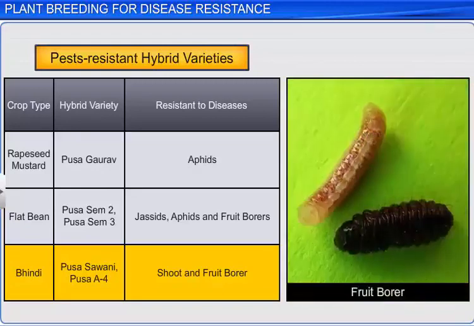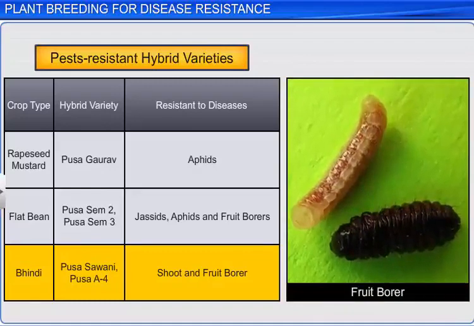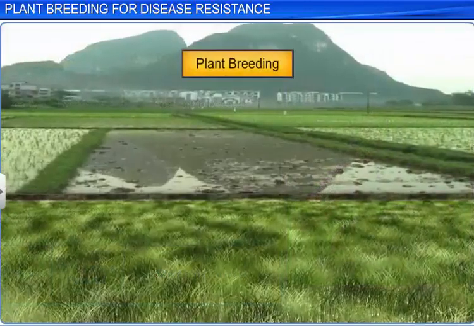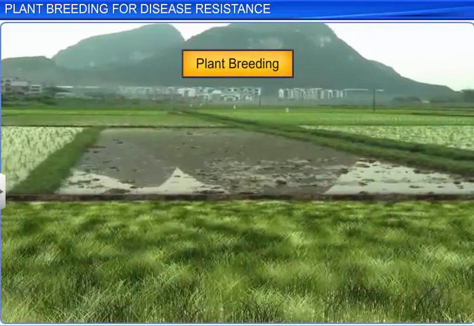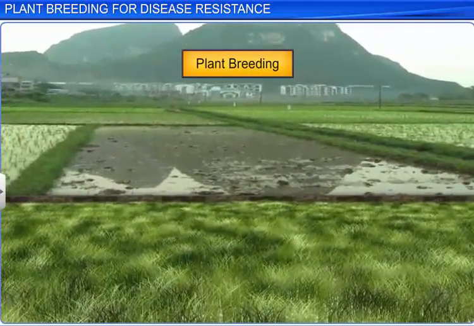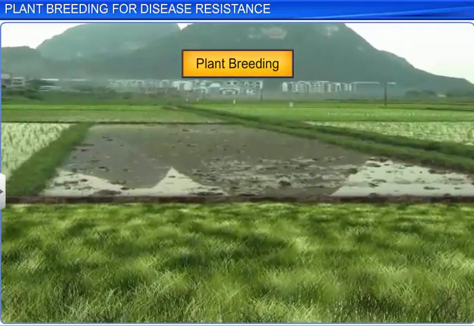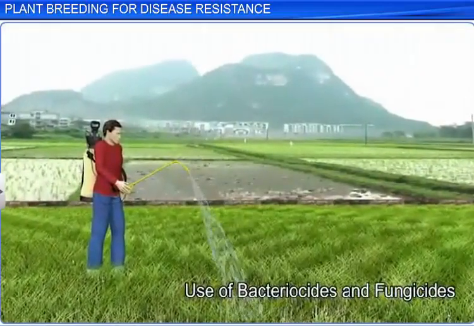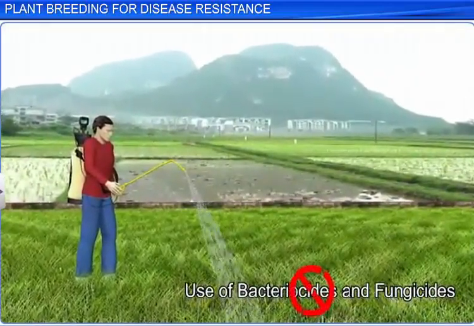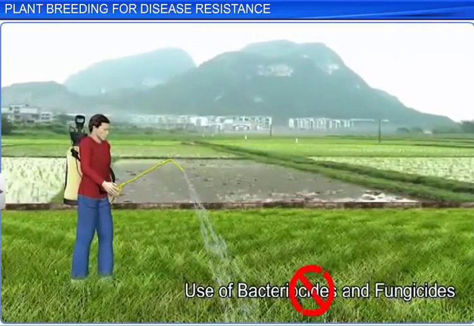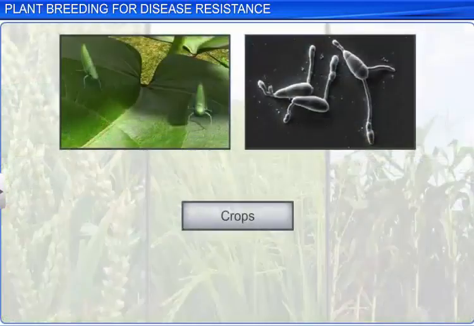In this manner, plant breeding techniques help improve crop production, as well as prevent the use of bactericides and fungicides that can be harmful. They help develop crops that are resistant to pests and pathogens and can assist in boosting food production.